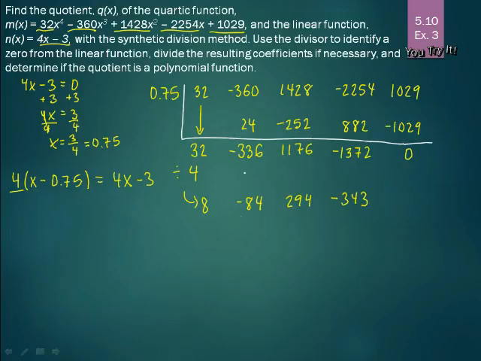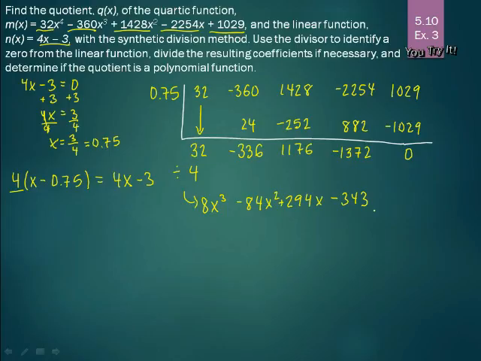And so now we can use that to put in front of our coefficients. And so since we started with a quartic and divided by a linear, then we're going to go to the next lower power. So it should be a cubic, 8x cubed minus 84x squared plus 294x minus 343. And that should be our new polynomial function.